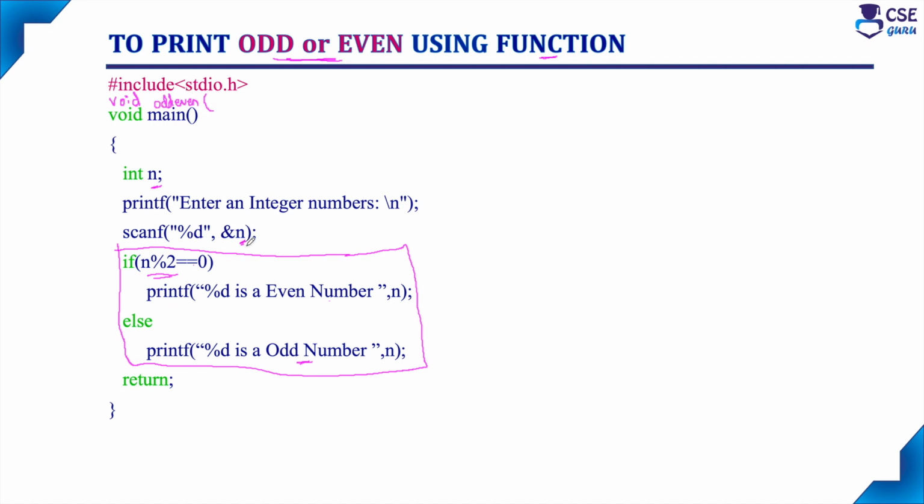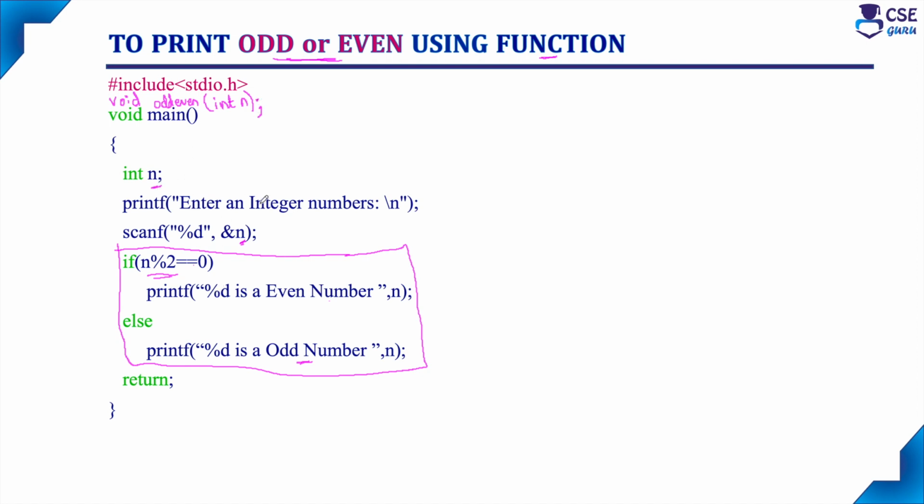What is the parameter we are going to pass here? That is n, that is int n. So in function declaration, we have to pass the parameter along with its data type. That is a must. And the function declaration should end with a semicolon.